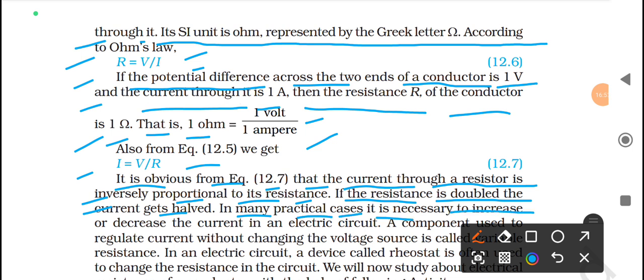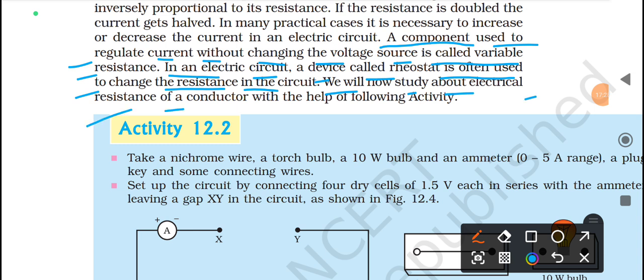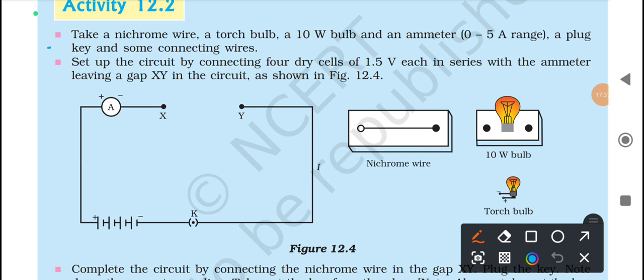In many practical cases, it is necessary to increase or decrease the current in an electric circuit. A component used to regulate current without changing the voltage source is called variable resistance. In an electric circuit, a device called a rheostat is often used to change the resistance in the circuit. We will now study the electrical resistance of a conductor with the help of the following activity.